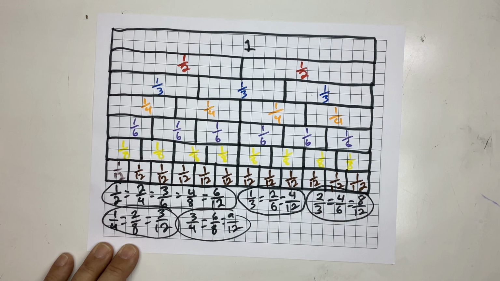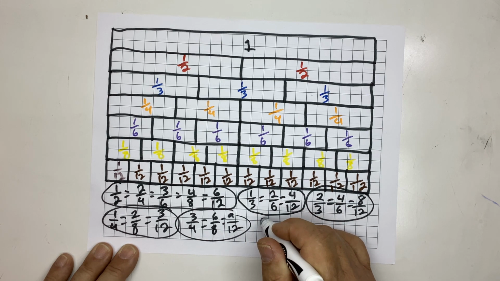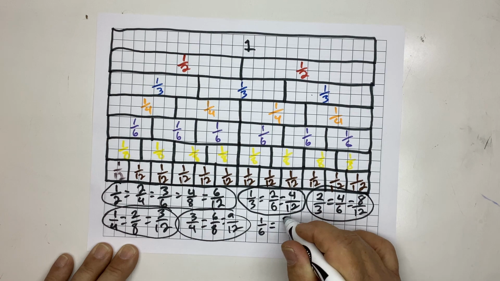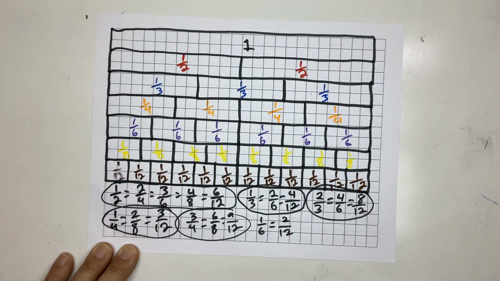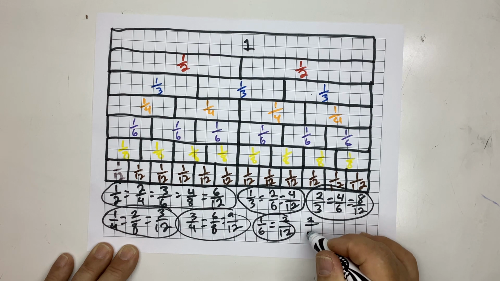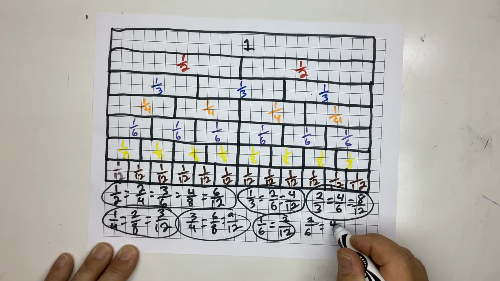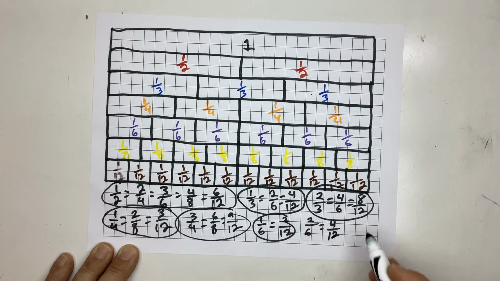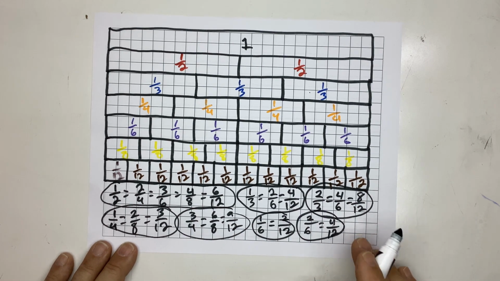Okay, and sixths. We already kind of looked at our 1/6. Our 1/6 is equal to 2/12. 1/6 and 2/12, so you're on the same line right there. Okay, gonna look at 2/6. 2/6 are equal to 4/12. Can I see a pattern right there? I'm doubling my numerator and doubling my denominator.